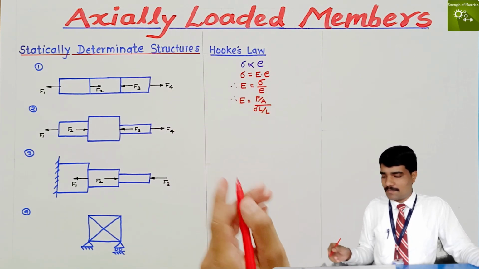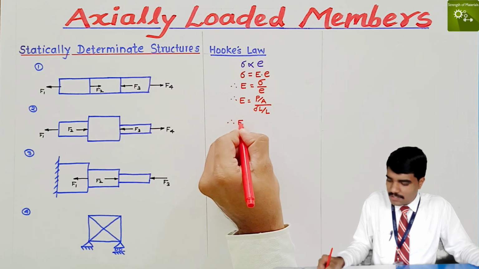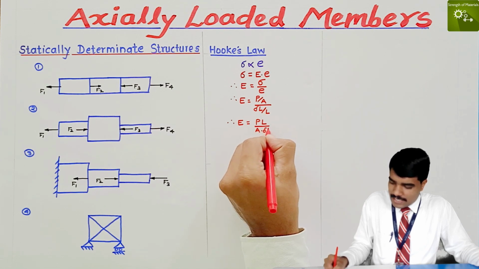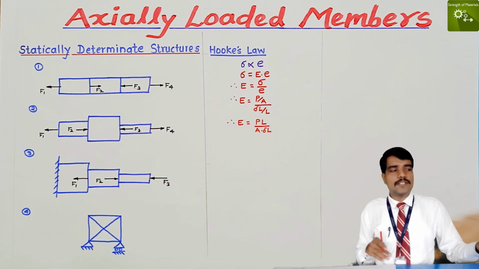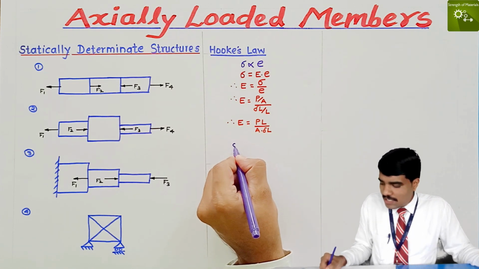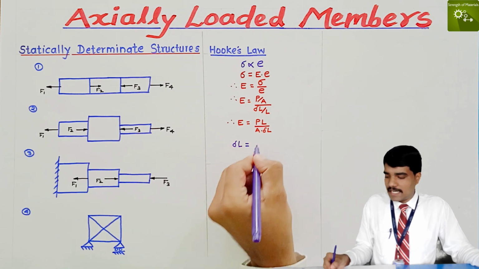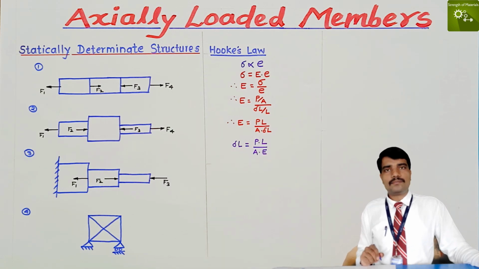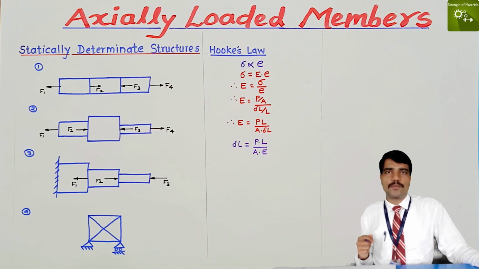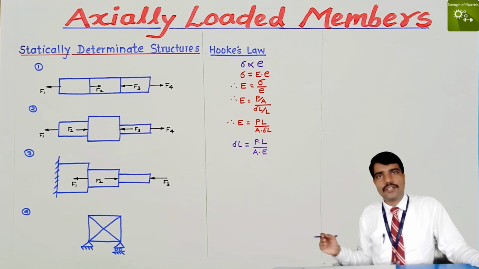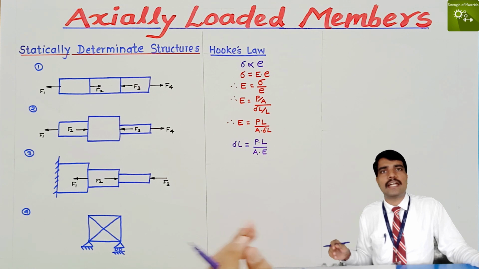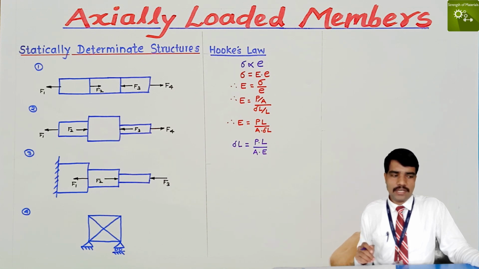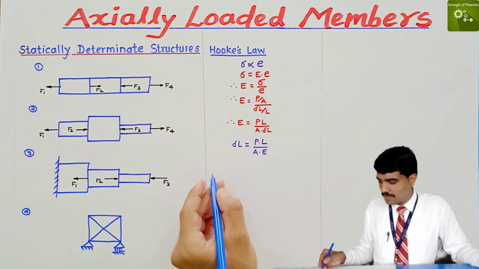By rearranging all these terms, we get the formula for Young's modulus or modulus of elasticity, E = P into L divided by A into delta L. By using this formula, we find the elongation produced in the member, and that delta L is P into L divided by A into E. Again, by using the principle of superposition, we find the total elongation or total contraction produced in an axially loaded member, that is, in statically determinate structures. So let's see the principle of superposition.